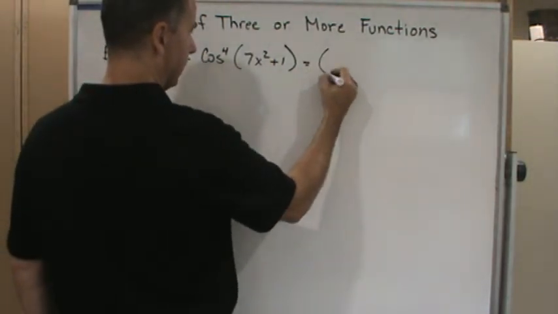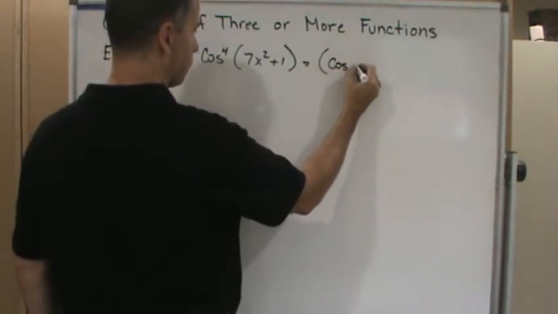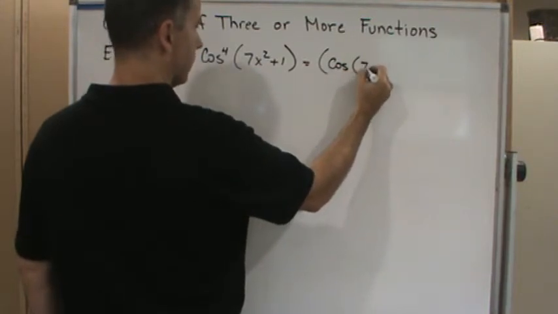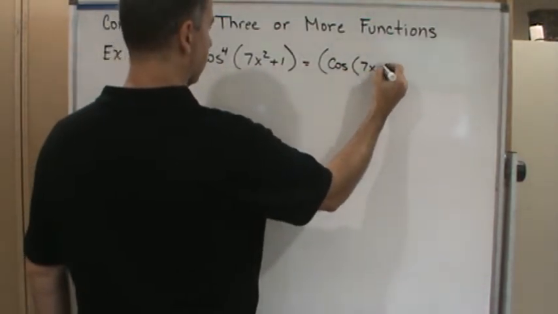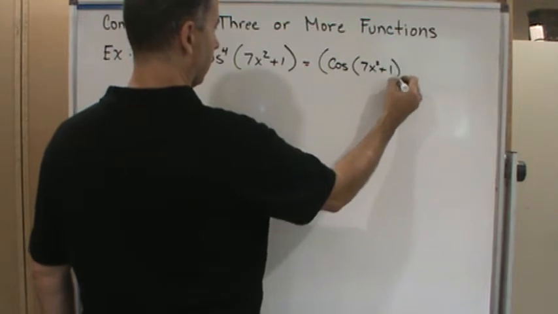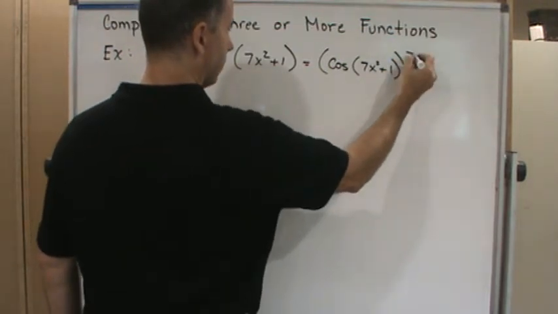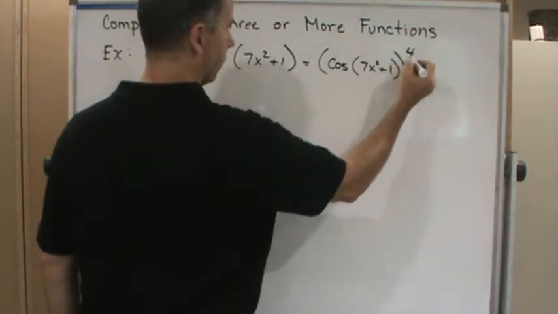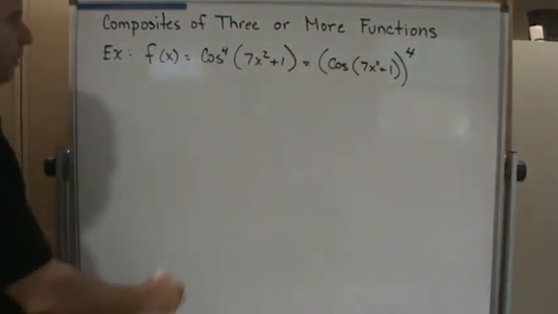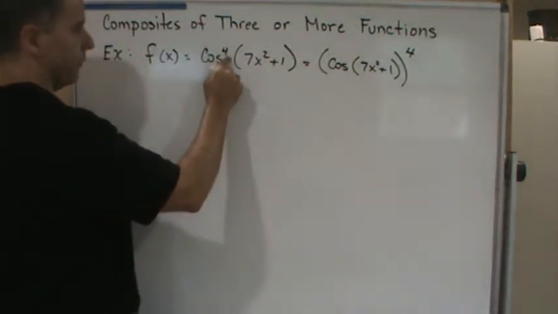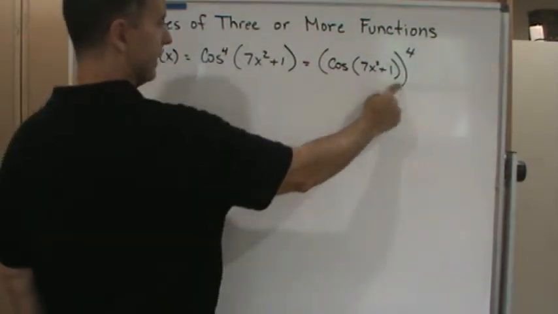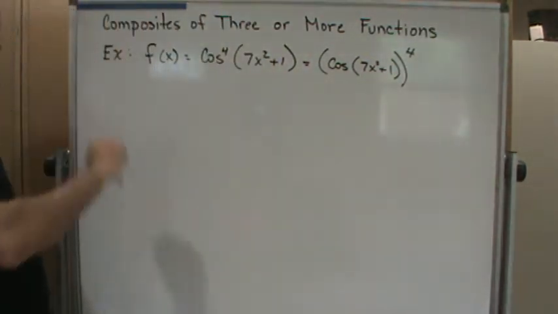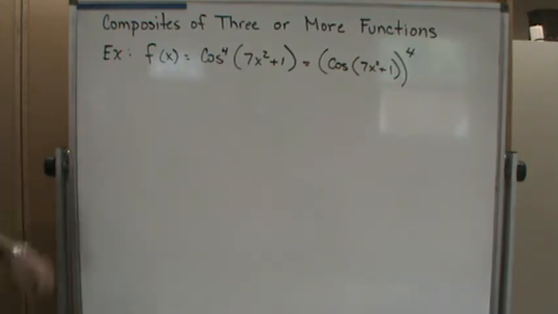So this is going to be the cosine of 7x squared plus 1 raised to the fourth power, right? Because remember, cosine to the fourth of this is the same as this, right? Okay, it's just understanding notation.